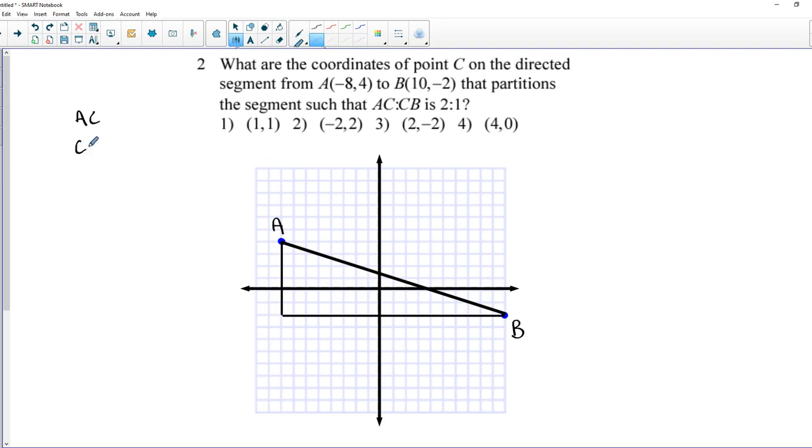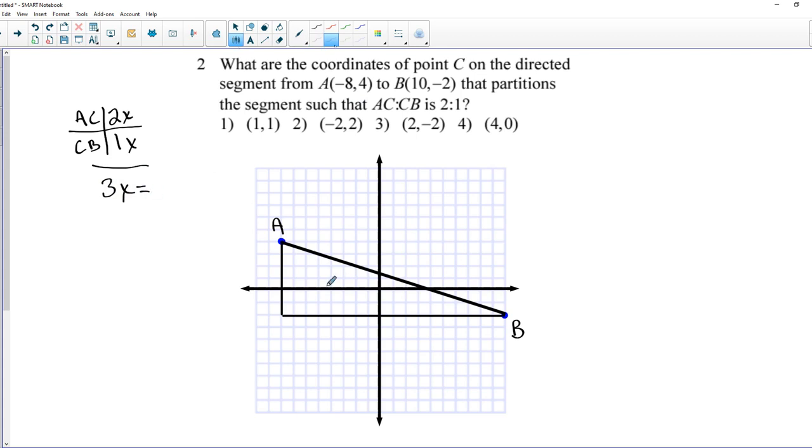and my CB. I'm going to put a 2 on the top because that AC is the first part, which the 2 corresponds to, and the 1 on the bottom. And I'm going to connect an X. And once again, when I add them, I get 3X is equal to, well, let's go count.